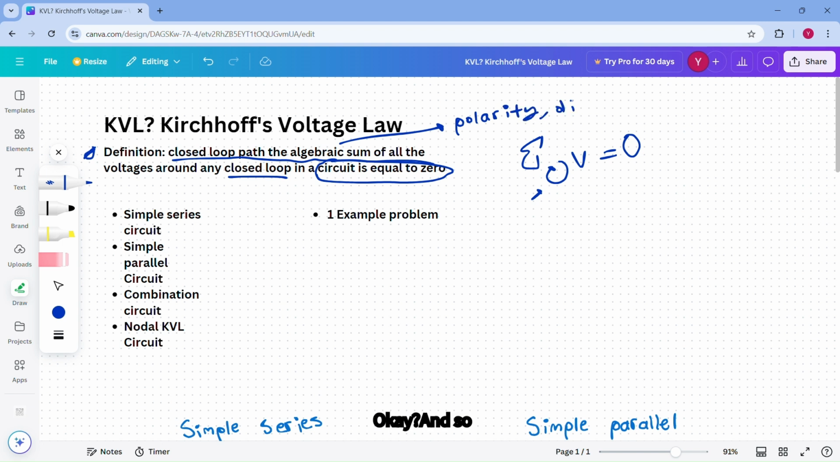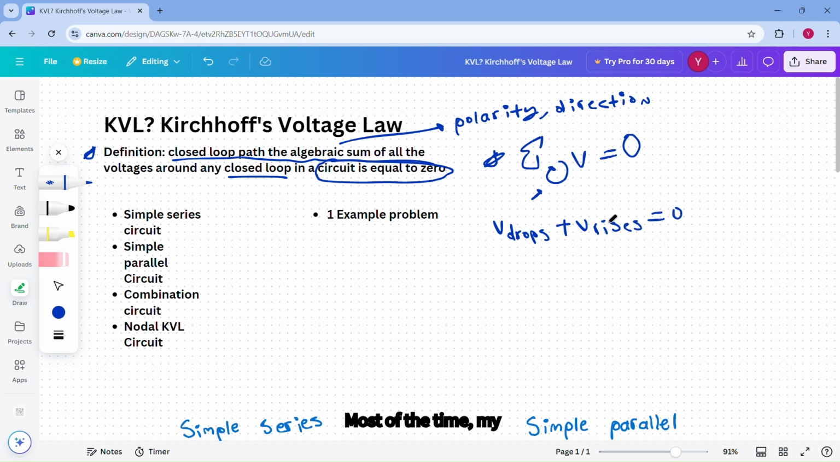Okay? And so knowing this, we can actually make this first equation a little bit more specific to help us with other problems. So in my circuits, I usually have a voltage drop and I usually have a voltage rise, okay? So if I added up all my voltage drops algebraically and all my voltage rises algebraically, they should equal 0.